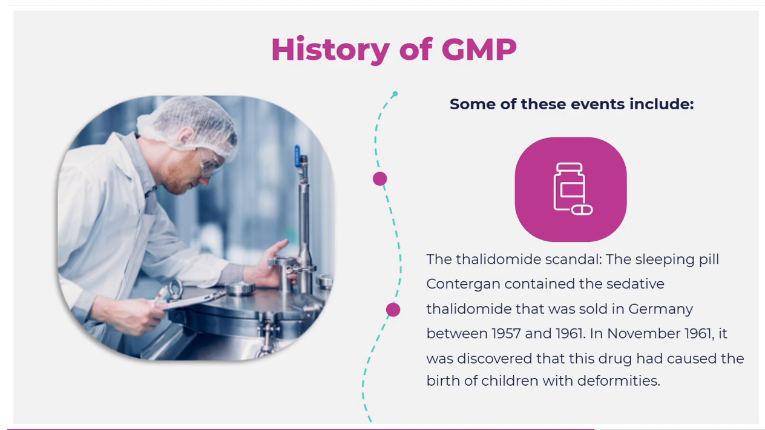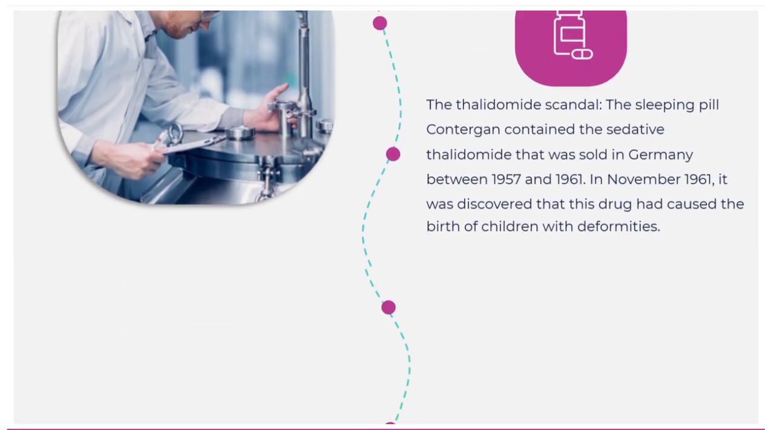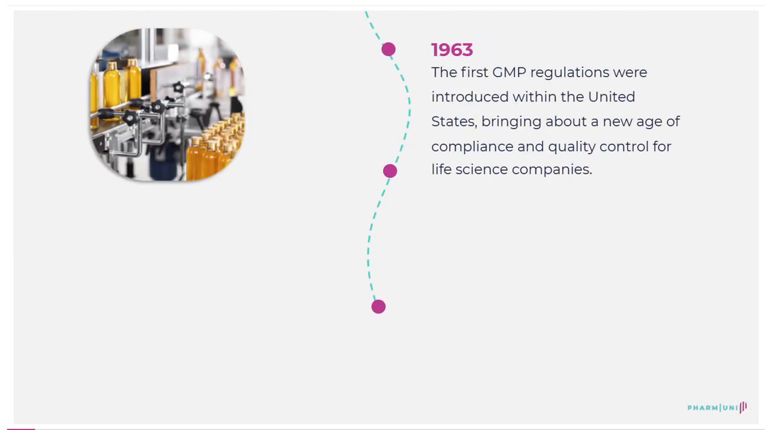The sleeping pill Contergan contained the sedative thalidomide that was sold in Germany between 1957 and 1961. In November 1961, it was discovered that this drug had caused the birth of children with deformities. In 1963, the first GMP regulations were introduced within the United States, bringing about a new age of compliance and quality control for life science companies.